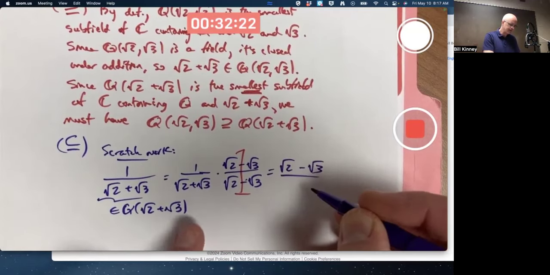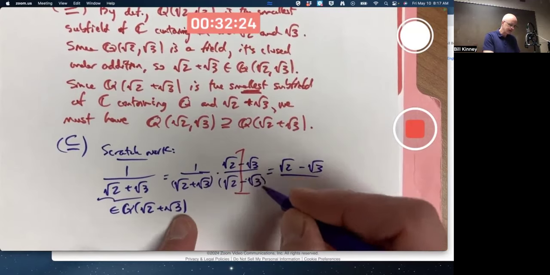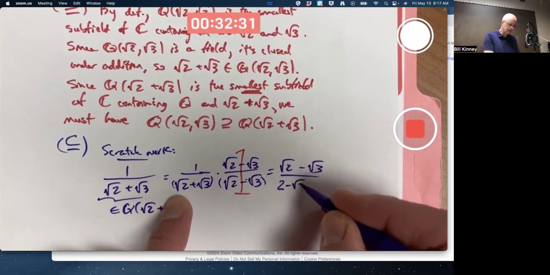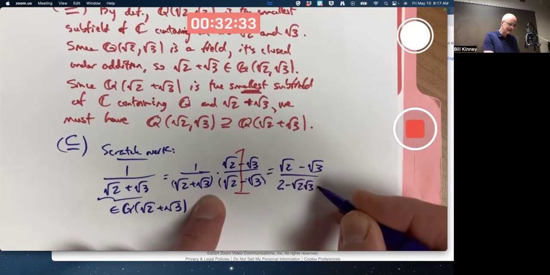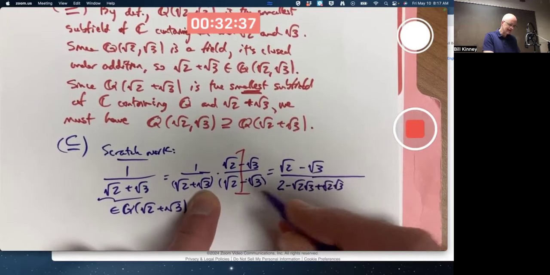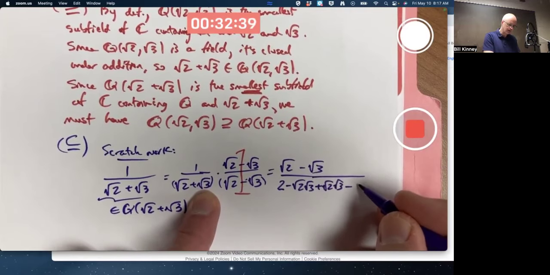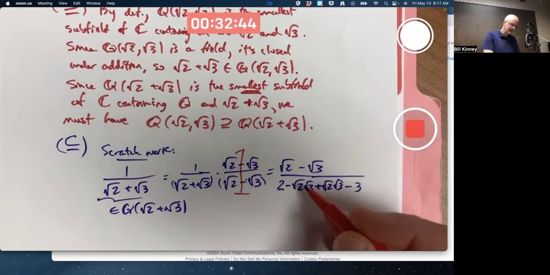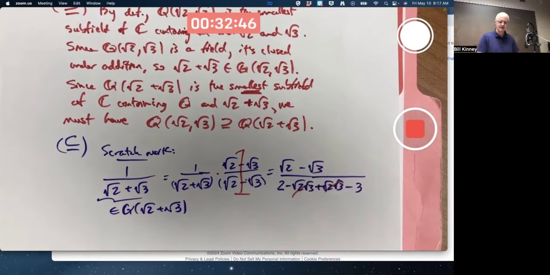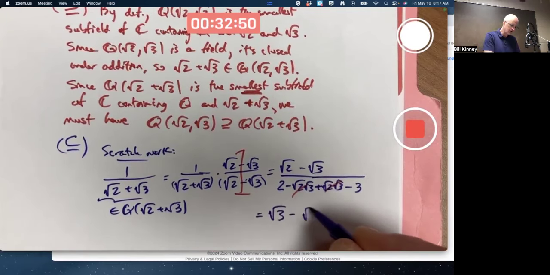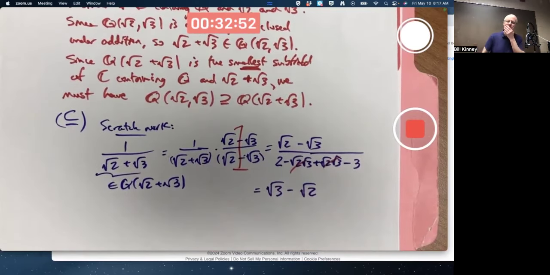On the bottom, what happens when you FOIL? First times first, square root of 2 times itself is 2. Outside times outside is minus square root of 2 square root of 3. Inside times inside is plus square root of 2 square root of 3. And last times last is minus square root of 3 squared, minus 3. These things cancel. 2 minus 3 is negative 1. This simplifies to square root of 3 minus square root of 2. Weird.